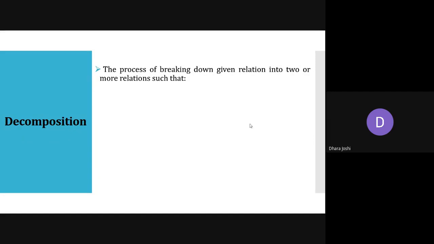Okay, so decomposition means the process of breaking down the given relation into two or more relations. Previously, what is the condition? If I'm having the value of A, I can get the value of B and C both. This is just the rules or the functional dependency we have been breaking.